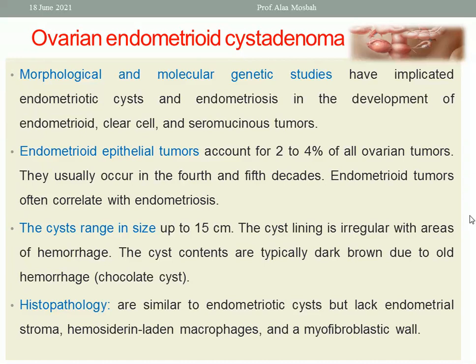They usually occur in the fourth and the fifth decades. The cysts range in size up to 15 centimeters. The cyst lining is irregular with areas of hemorrhage. Cyst contents are typically dark brown due to old hemorrhage, simulating that of chocolate cyst, if you remember endometrioma. What about the histopathology? Similar to endometriotic cyst, but lacks endometrial stroma, hemosiderin-laden macrophages, and myofibroblastic wall.